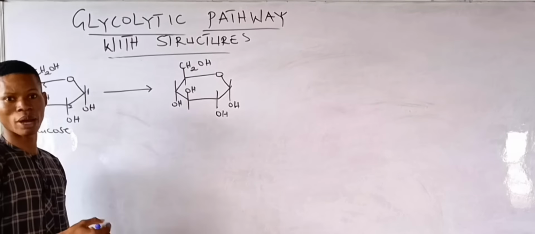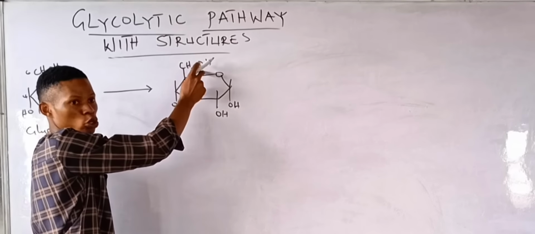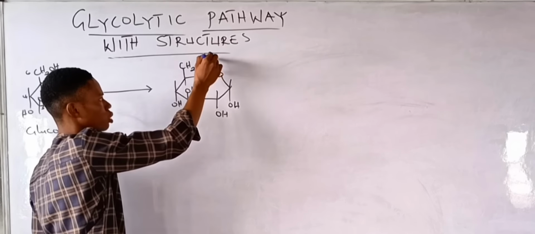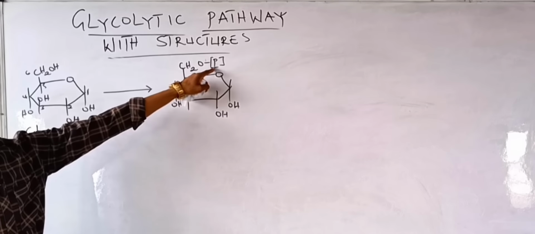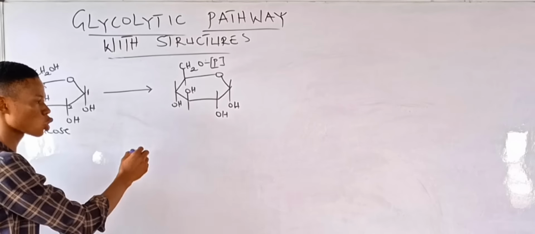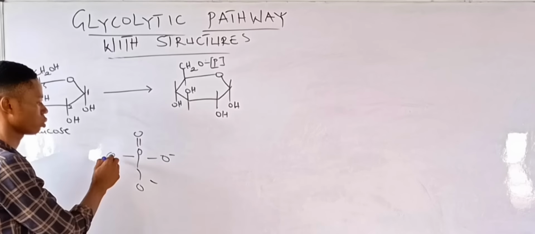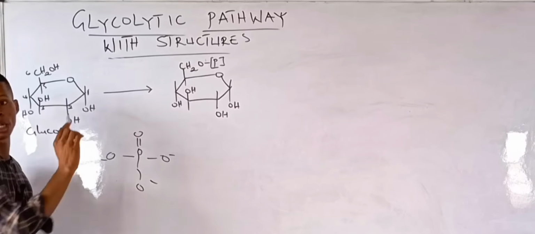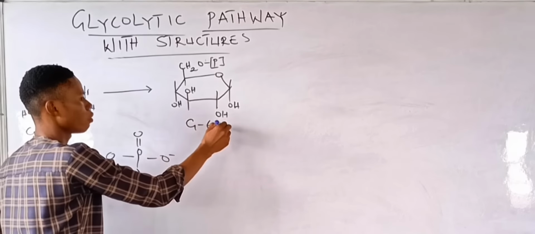If I have this, this is my glucose, right? Now glucose 6 phosphate means attach a phosphate group to position 6. So I'll just remove one hydrogen here and put my phosphate group. You are free to put your phosphate like this. If you are writing just P, put it in brackets. But the full phosphate is this. So you can decide to use this or this, either one is okay. Do you get that? So now what we have is glucose 6 phosphate, right?